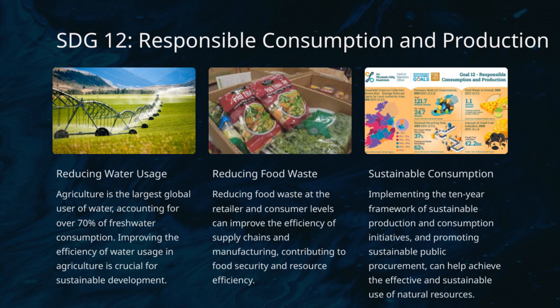Another critical point is water usage in agriculture. Since agriculture is the largest global user of water, accounting for over 70% of freshwater consumption, it's essential to find ways to improve water efficiency in this sector. Doing so supports sustainable development and helps us manage our precious water resources more wisely. All of this ties back to SDG 12, responsible consumption and production, highlighting the importance of making smarter choices in how we produce and consume to create a more sustainable future for everyone.